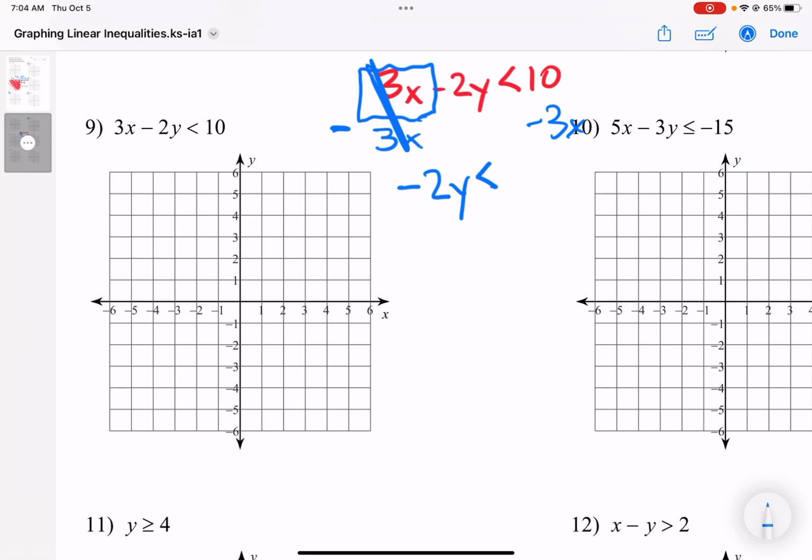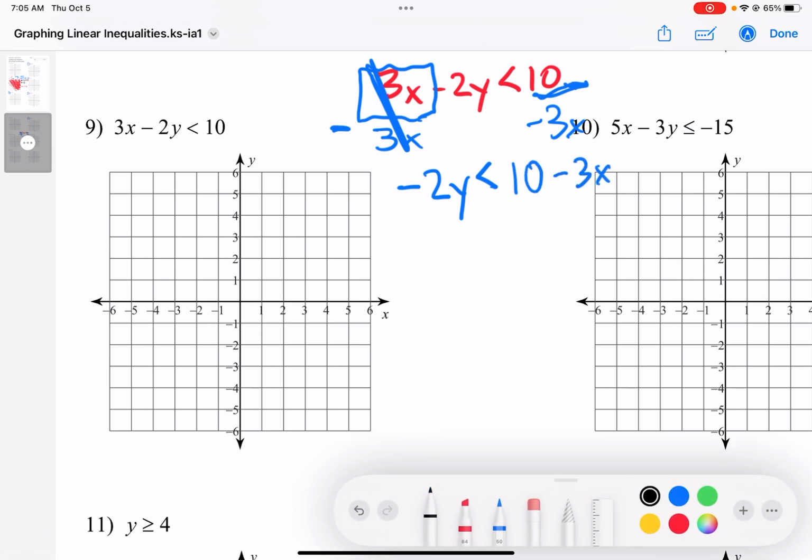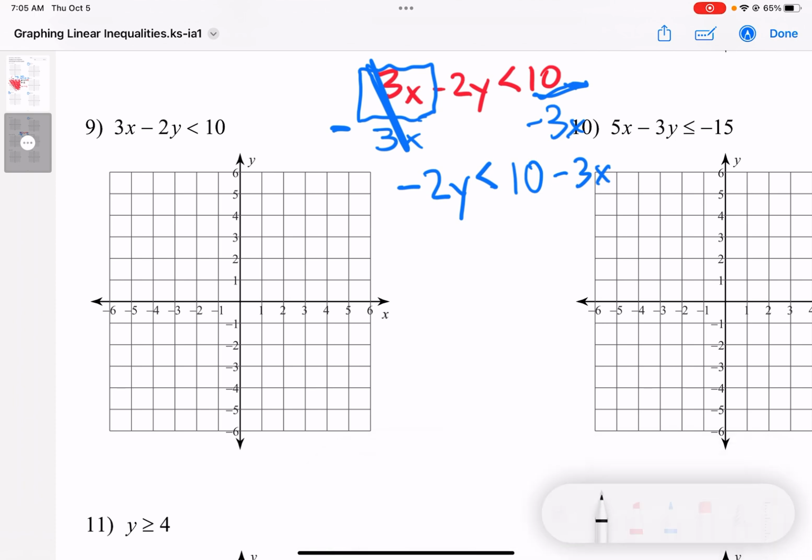I want to think about that for a second. A lot of people might write 7x here, but these are not like terms. This does not have a variable, it's a constant, right? And this term does have a variable. And so I can't combine these. So I could leave it as 10 minus 3x.